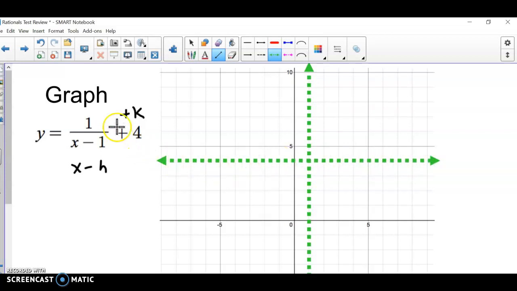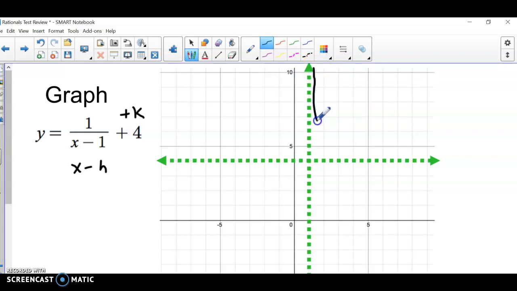So those are the key things. We need to find our asymptotes from this equation, and we need to find where they move. They've moved to the right 1, and they've moved up 4. So now, I need to go back to here. Let's look at this 1 on the top. That's got a positive sign. It's not negative, so it's positive. That means that our graph is just the normal shape that we usually have it, so it's not flipped.